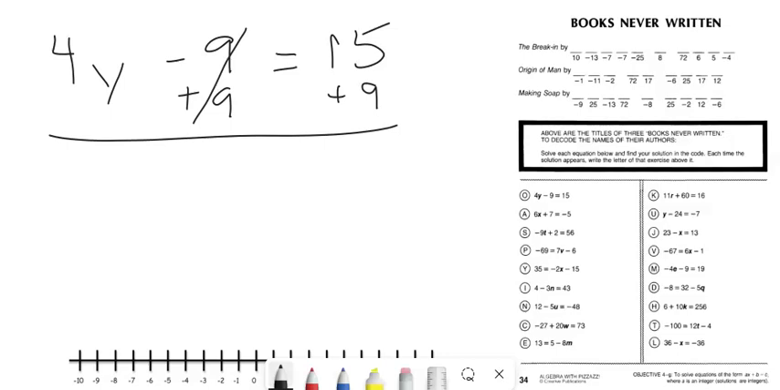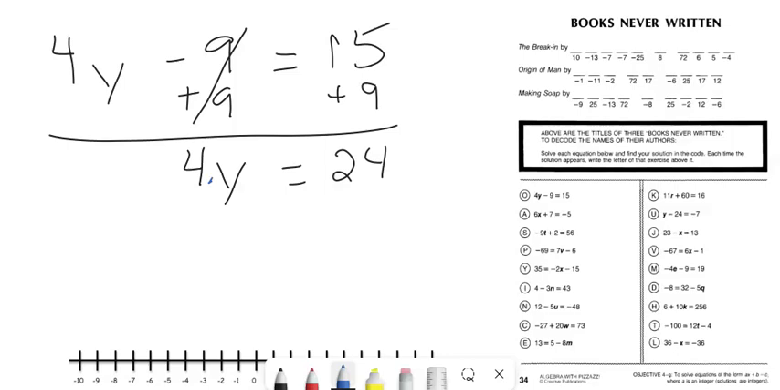Now we want to write down what we didn't cross off. We didn't cross off the 4y. We also didn't cross off the equals. And we're left with 15 plus 9, which is 24. Okay. Now we can get rid of the 4. Now they didn't write this here, and I'm going to, but this is really 4 times y.